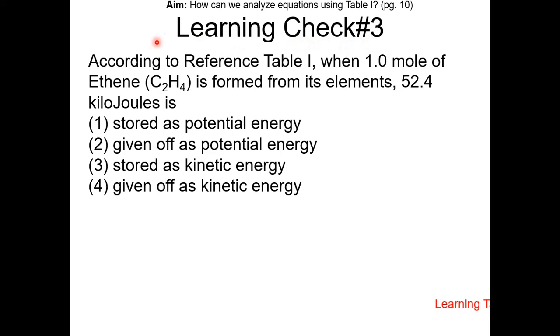Learning check number 3. According to reference Table I, when 1 mole of ethene, C2H4, is formed from its elements, 52.4 kilojoules is what? Pause the video and resume once completed. The answer is choice 1, stored as potential energy.